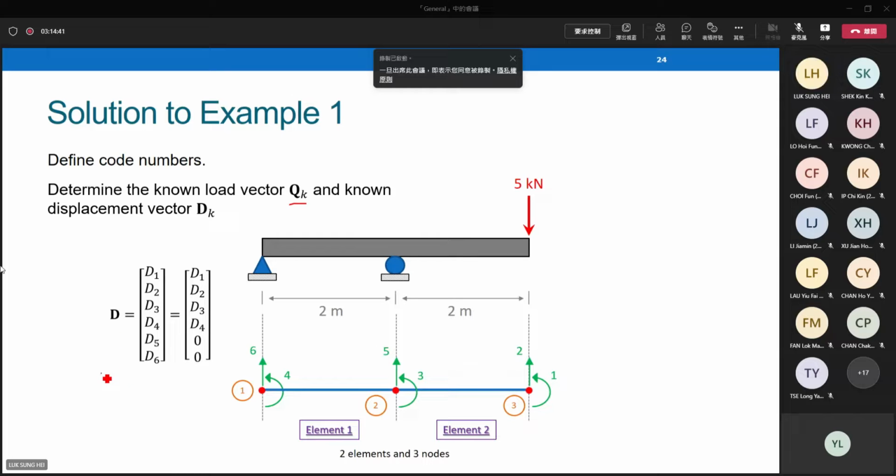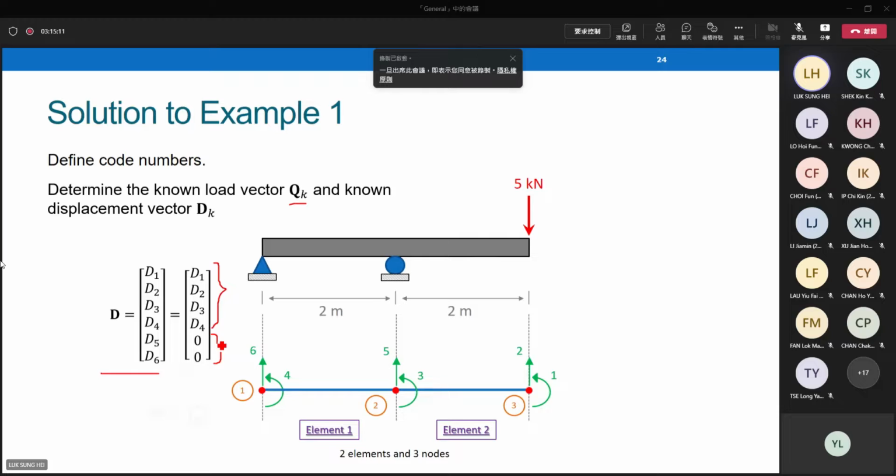The displacement vector D contains 6 elements, D1 to D6. Some of them are known, some of them are unknown values. Here you can see that D1 to D4 are unknown. This is why we assign code numbers starting from this position, right? 1, 2, 3, 4, unknown displacement. The remaining 2, D5, D6, known displacement, at the pin and roller supports.